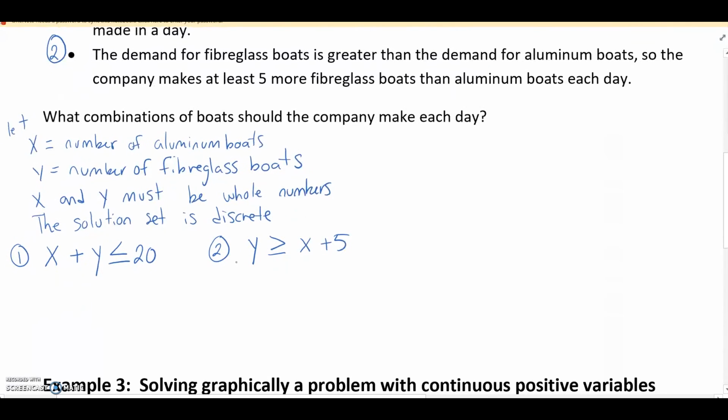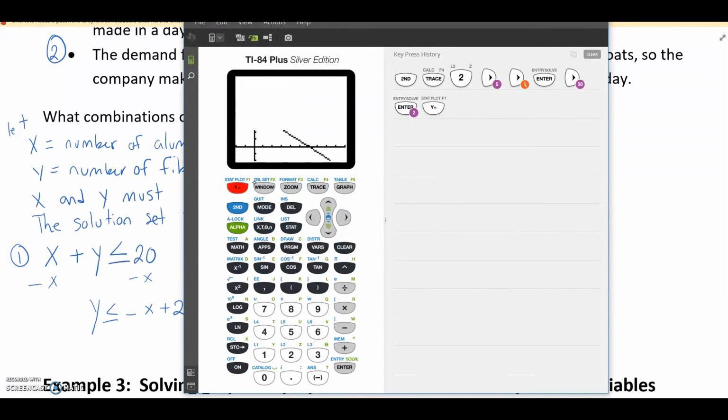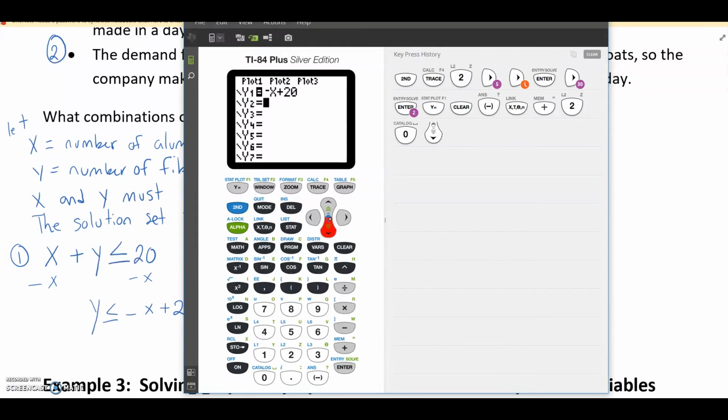So inequality 2 is already isolated for y. Let's rearrange this one. Not much to do to get there. So y is less than or equal to negative x plus 20. And I'm going to take my graphing calculator and put those in. Got previous example here, so let's take that out. Negative x plus 20 for the first one, and x plus 5 for the other one. And we can zoom 6 if you want.